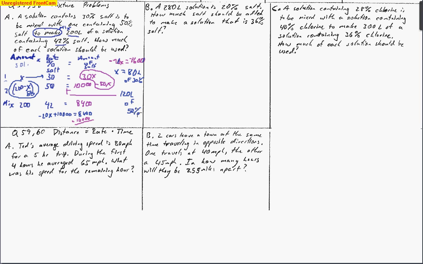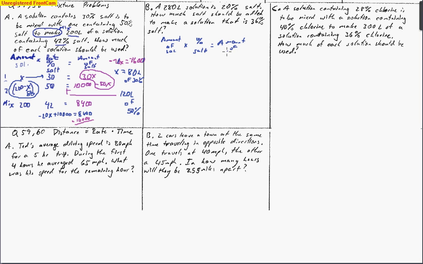Well, here's another problem, a little different though, and what's different about this one is that we are not given the total. So let's take a look at it. Amount of solution multiplied by a rate, which is a percentage of salt again, and it equals an amount of salt.